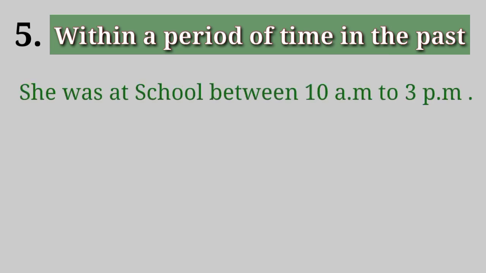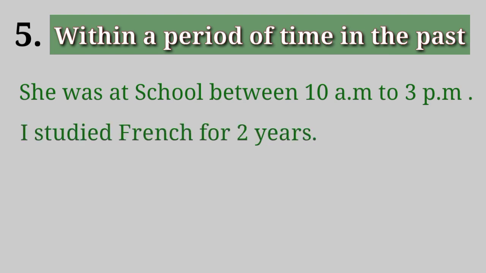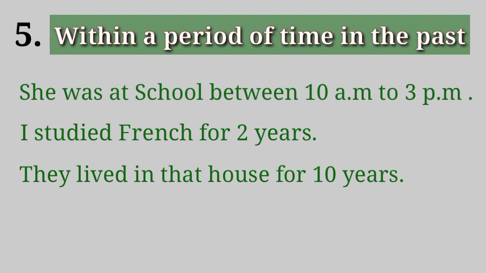And also within a period of time in the past. For example, she was at school between 10 a.m. to 3 p.m. Now she is not at school. She was at school between 10 a.m. to 3 p.m. Maybe now it's 4 p.m. or 7 p.m. I studied French for 2 years. They lived in that house for 10 years. They all show a period of time, like for 2 years or for 10 years.